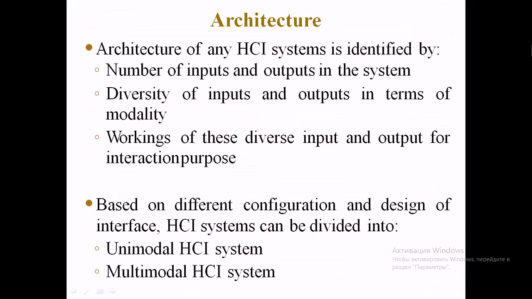And the architecture of human-computer interaction. Human-computer interaction systems are identified by the number of inputs and outputs in the system, the diversity of inputs and outputs in terms of modality, and the workings of this diverse input and output for interaction purposes. It's based on different configurations and designs of interface. HCI systems can be divided into unimodal HCI systems and multimodal HCI systems.